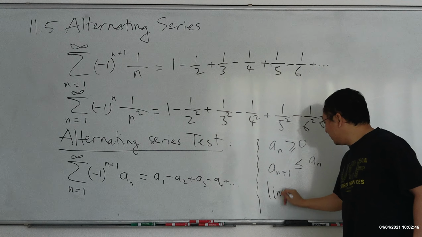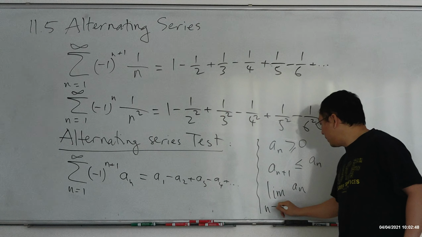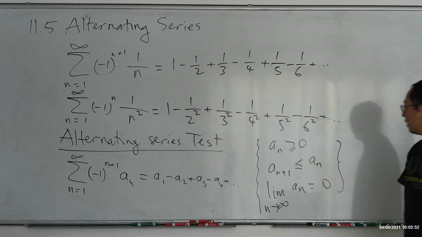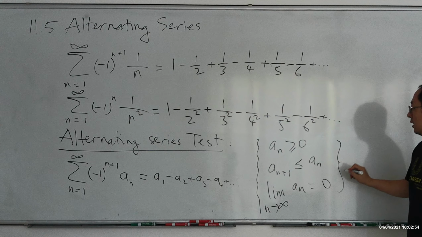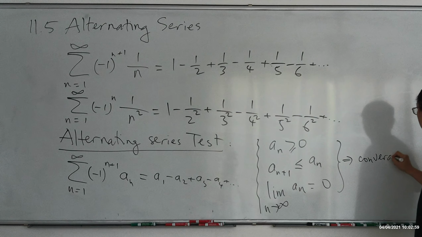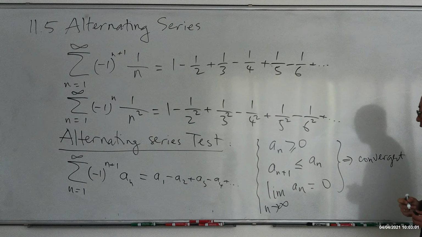And if the limit of an when n approaches infinity is equal to 0, so all three conditions happen, and you can say that the series is convergent. The alternating series is convergent.